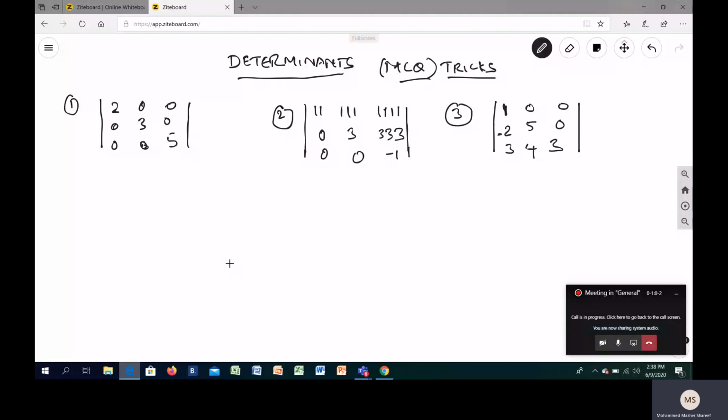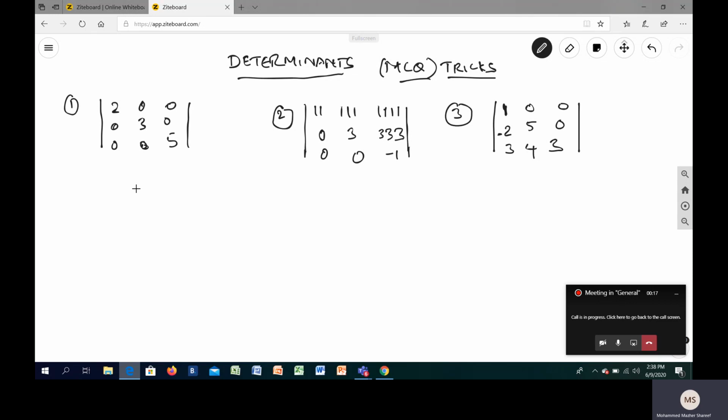Hello friends, in this video of the series of MCQ tricks we are making, specifically for this video, I'm going to show you the tricks for determinants and how you are going to crack the MCQ questions based on this one in the entrance or in the CGC format.